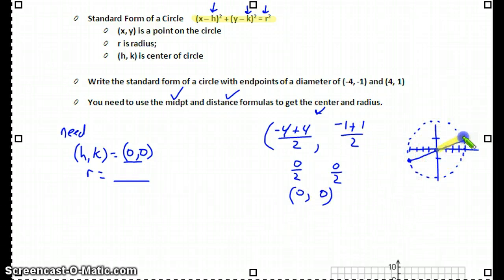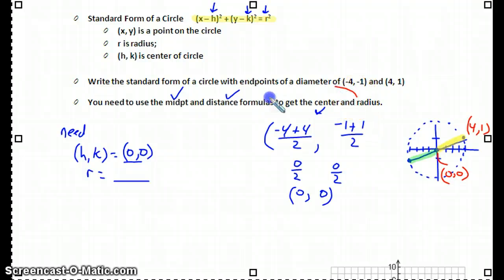Well, think about these points. This point was (0, 0), and this point was (4, 1). If I choose, I could find the radius the other way. I could say the radius would be the distance from the center to here. I could choose to find it that way as well. But since I already wrote down these coordinate points, I'm going to use those. So I use the distance formula to find the radius.